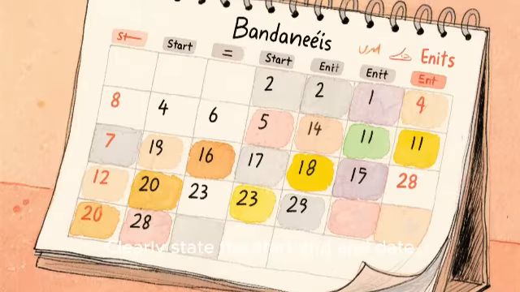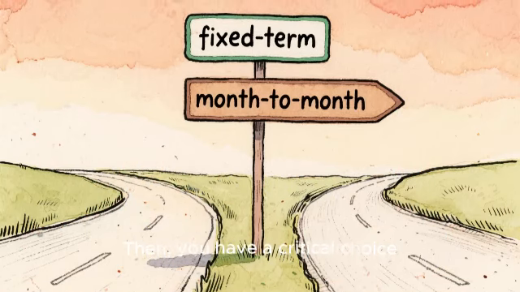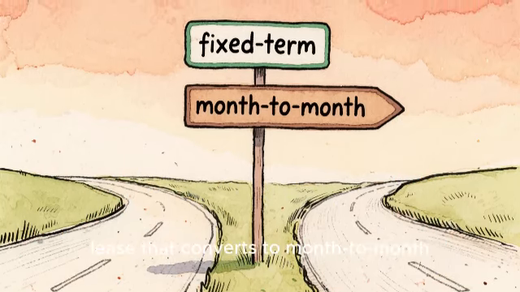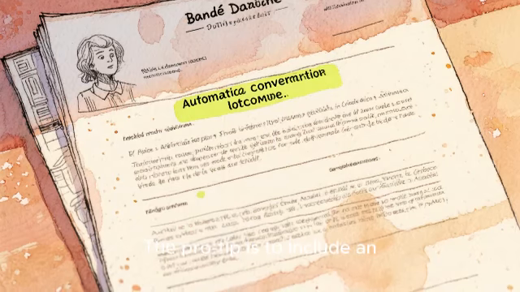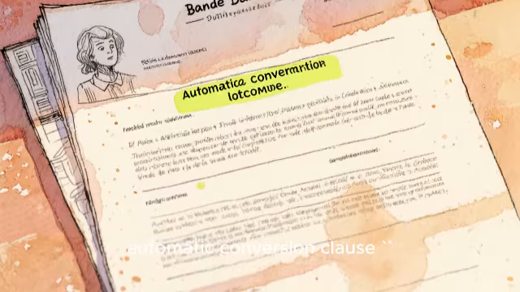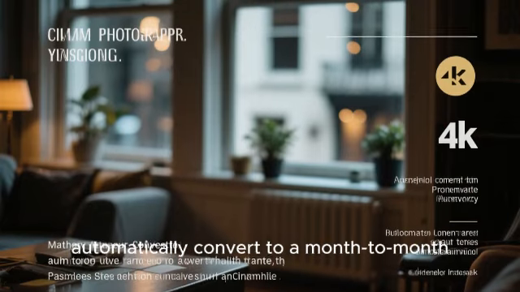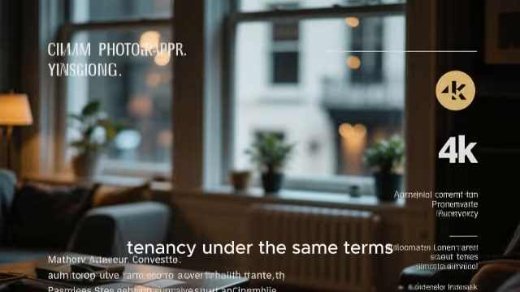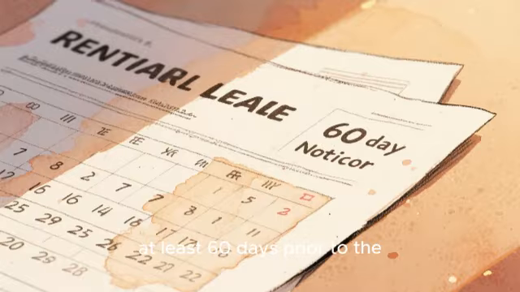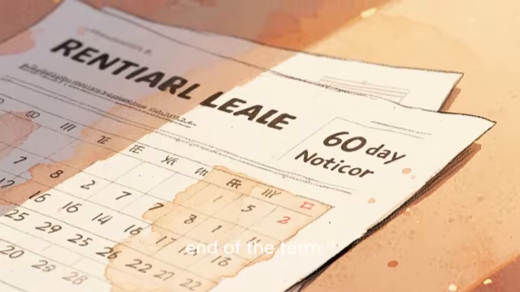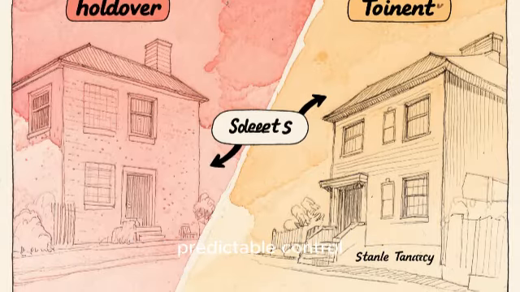Lease term. Clearly state the start and end date. Then, you have a critical choice. Will it be a fixed-term lease that converts to month-to-month, or a strict fixed term that requires renewal? The pro tip is to include an automatic conversion clause. At the end of the initial 12-month term, this lease shall automatically convert to a month-to-month tenancy under the same terms unless either party provides written notice of non-renewal at least 60 days prior to the end of the term. This prevents a holdover tenant situation and gives you predictable control.